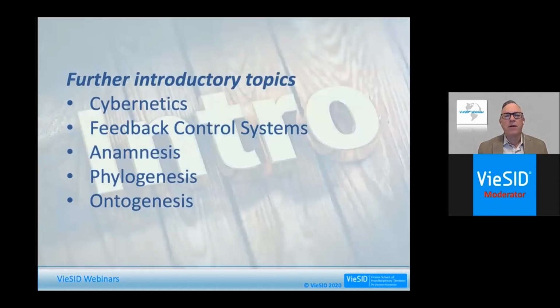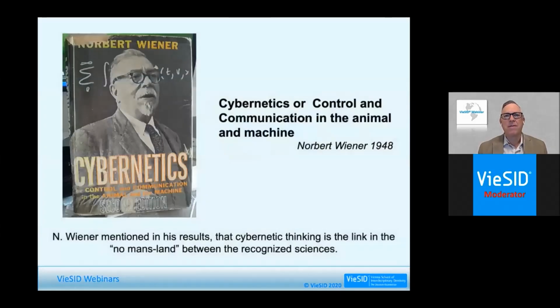To carry on with our introductory topics, we'll look at cybernetics, feedback control systems, anamnesis, phylogenesis, and ontogenesis. In 1948, Norbert Wiener wrote his book Cybernetics. This very important work linked control and communication in the animal or machine between various sciences. In dentistry, we recognize that we are dealing with a complex biologic system with many external influences and internal interrelationships.